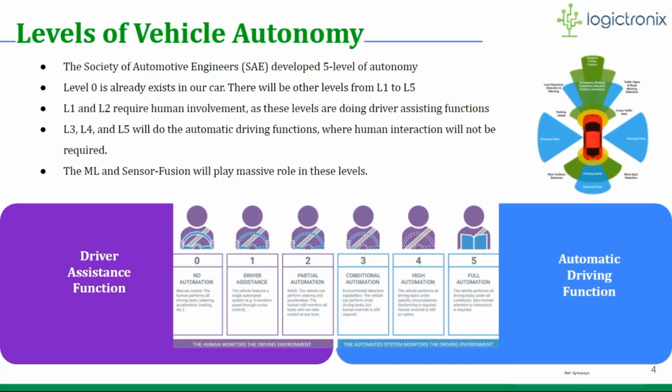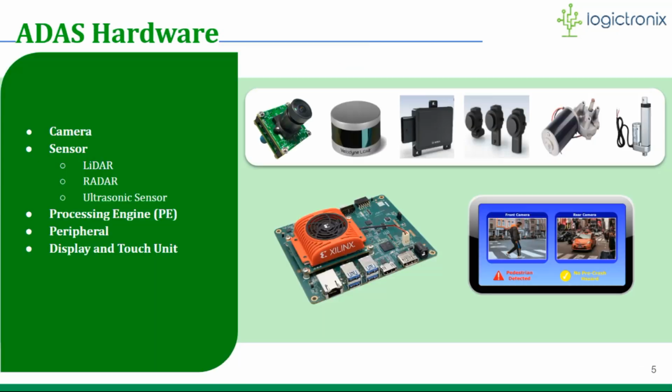On the other hand, levels 3, 4, and 5 will do the automatic driving function so that human interaction will not be required. A human can still override in levels 3 and 4. For autonomous vehicle driving, accurate vehicle surrounding information is so important that machine learning and sensor fusion will play a massive role in these levels. Let's look at brief information on each individual level.